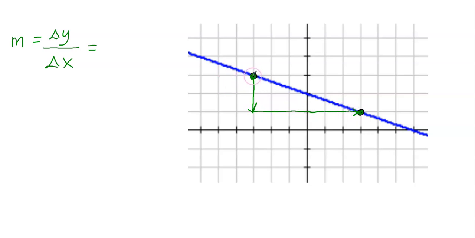Alright, so my change of y is 1, 2. I move down so it's negative 2. So the change of y is negative 2. And let's do the change of x. What do you think that is? It's to the right, so it's positive. 1, 2, 3, 4, 5, 6. So the change of x is 6, and that's my slope. There you go.